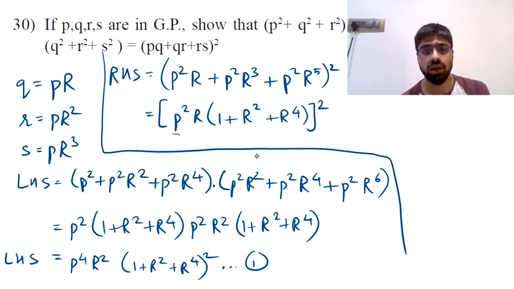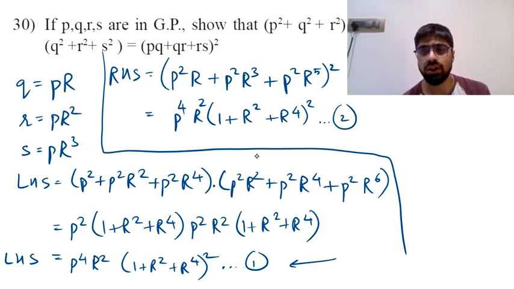Now A into B into C, the whole square, that is going to be A square into B square into C square. So we will have the square of P square, which is P power 4. Then we will have R square and the square of this entire bracket. So let's mark that as equation 2.